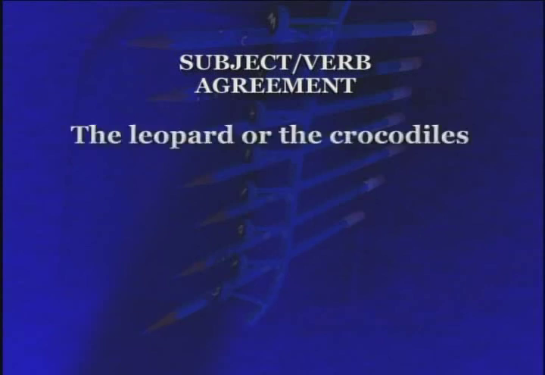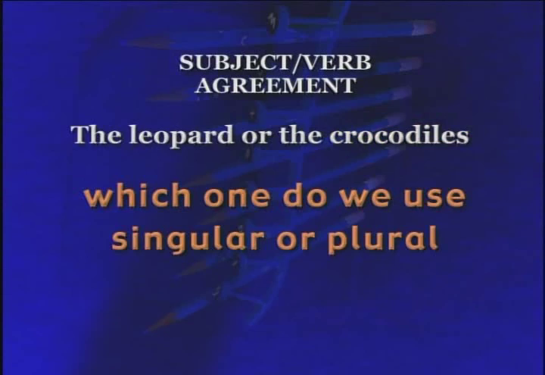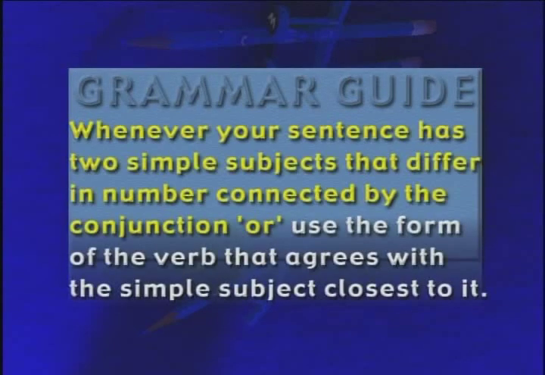Now let's suppose our subject becomes the leopard or the crocodiles. Here we have two simple subjects, but one, leopard, is singular and the other, crocodiles, is plural. So what form of the verb do we use, singular or plural? It just so happens we have a rule to guide us when a problem like this comes up. Whenever your sentence has two simple subjects that differ in number connected by the conjunction "or," use the form of the verb that agrees with the simple subject closest to it.